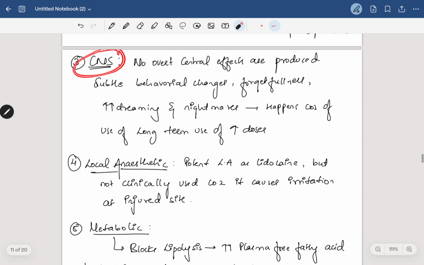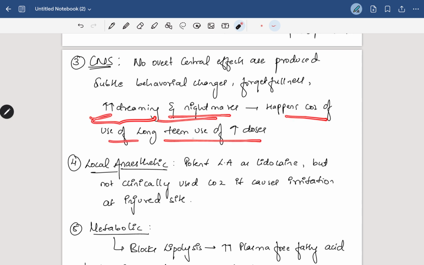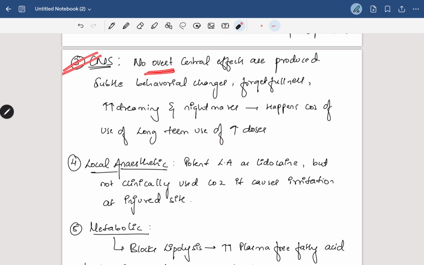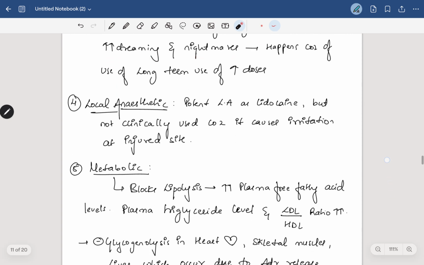Moving on to CNS, no overt central effects are produced. There can be some subtle behavioral changes, forgetfulness, increased dreaming and nightmares. This happens because of long-term use of increased doses. So not much effect is seen, but if you use it for a longer time and use heavy doses, then you can experience some subtle behavioral changes, forgetfulness, increased dreaming and nightmares.